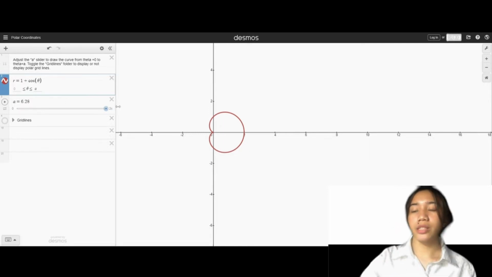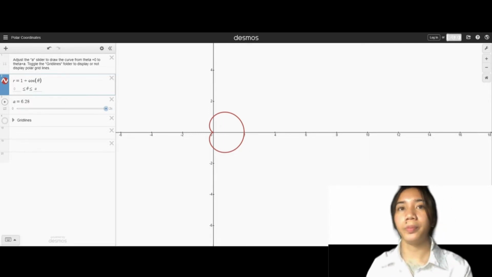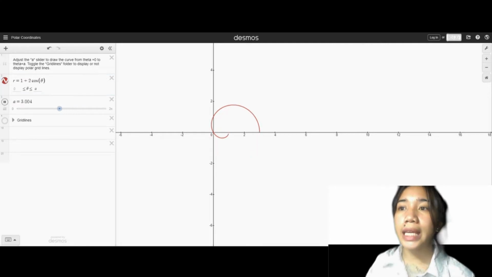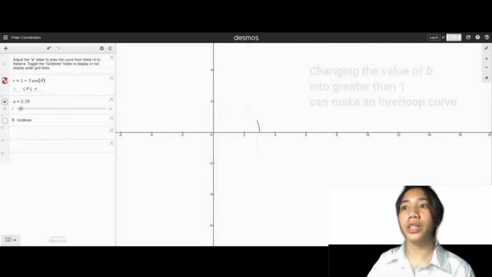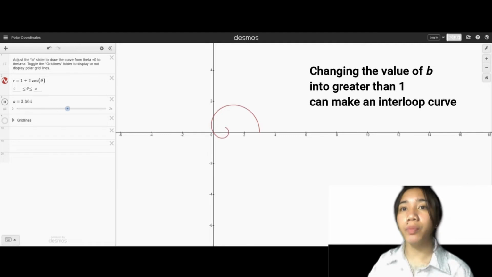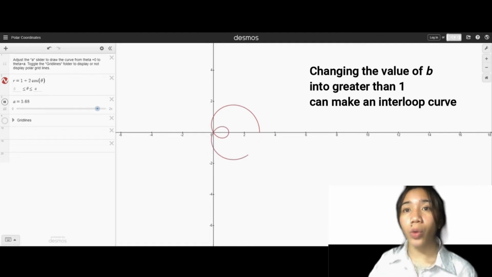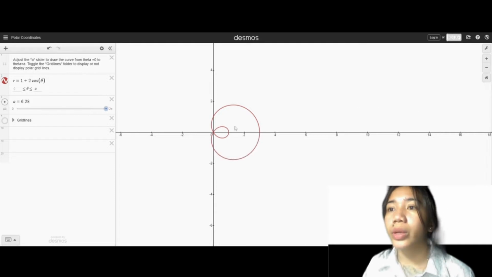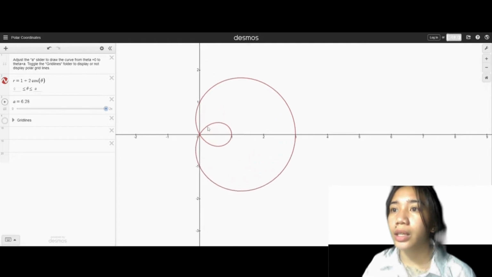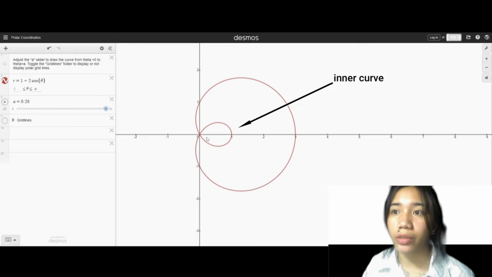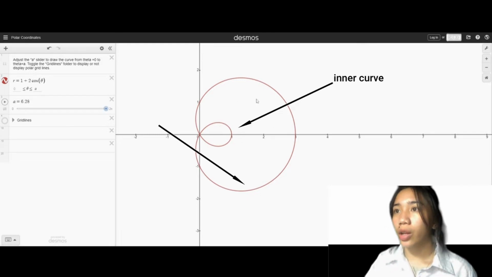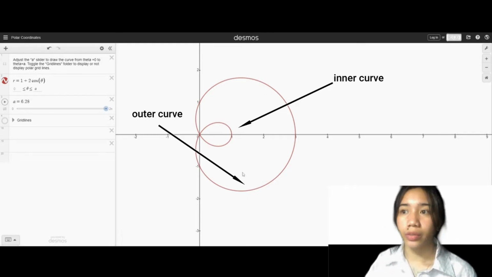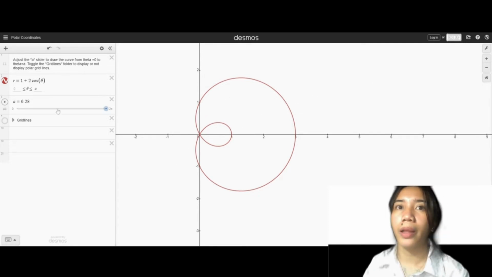We will try to change the value of b into 2. Okay, so we can see here that we have an interloop curve. If we change the value of b to greater than 1, we can have an interloop curve. We will call this loop here the inner curve, and this one the outer curve, so that we'll have an easy interpretation of the curve.